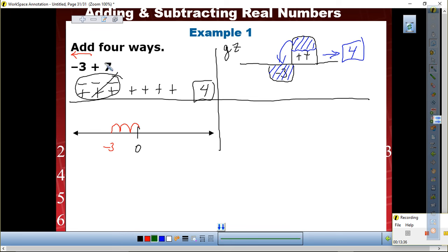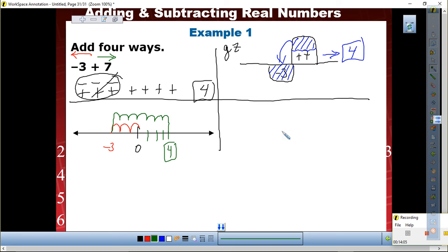The second digit tells me that I need to go to the right 7 steps. But I'm going to go to the right from where I'm at now. I don't start again from 0. So where am I at right now? Negative 3. So I'm going to go 7 to the right. 1, 2, 3, 4, 5, 6, 7. And that should land me in positive 4. Okay?